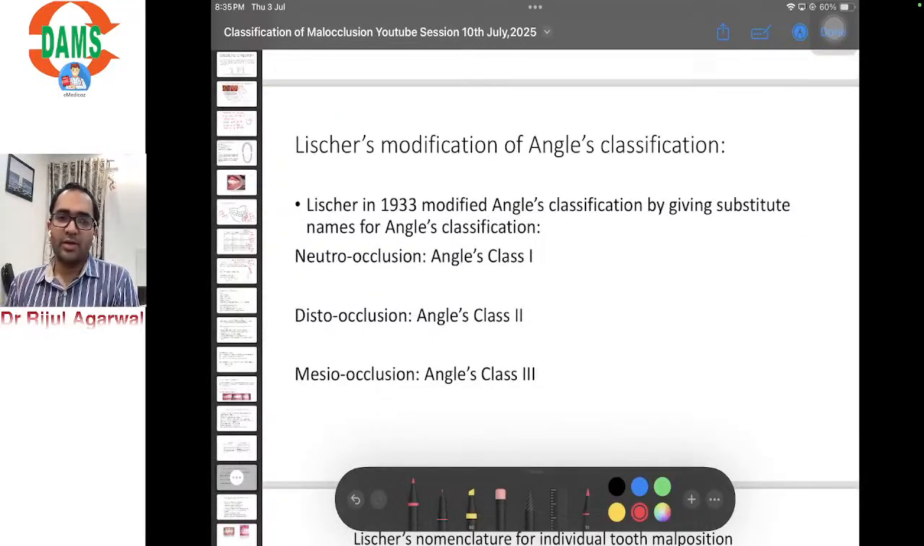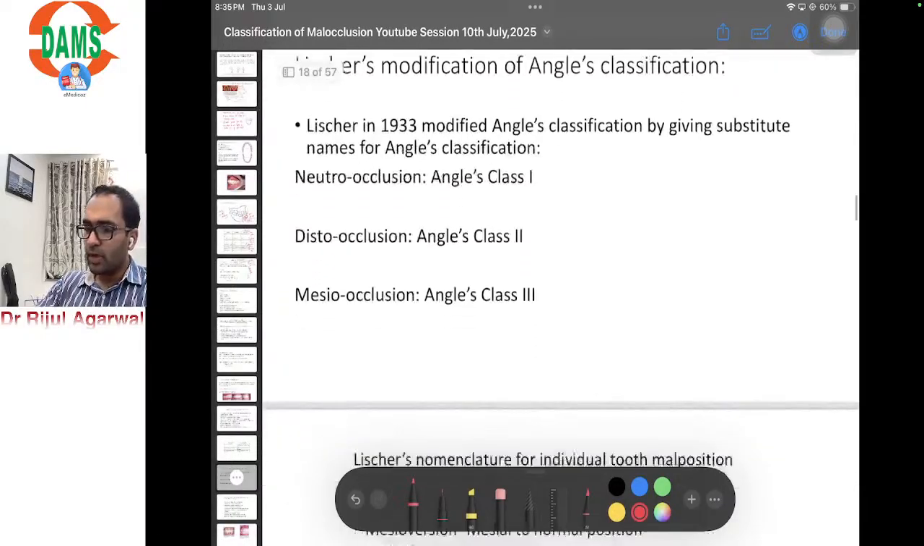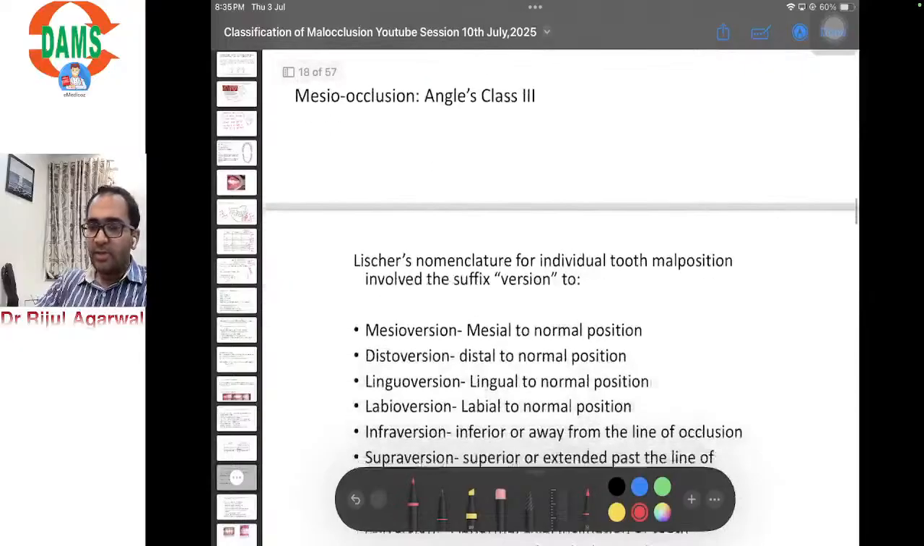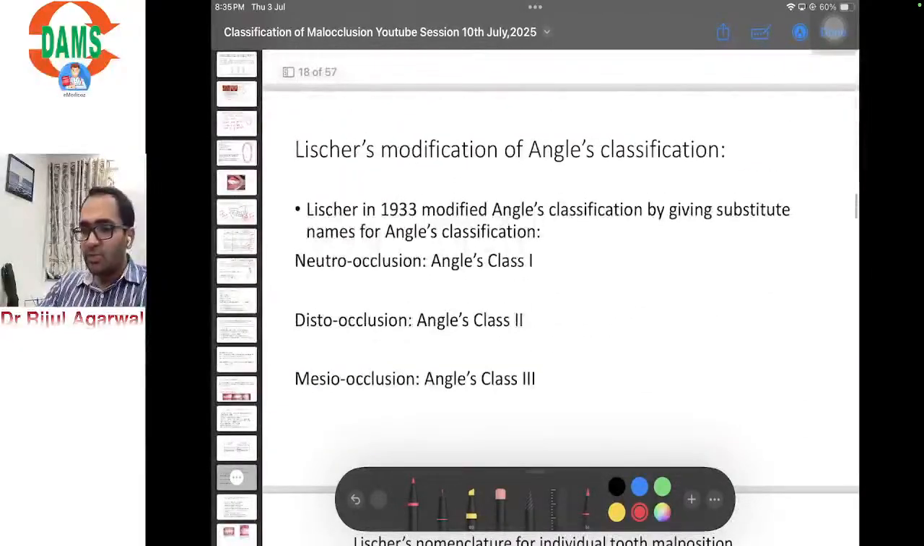Moving ahead, Lischer's modification of Angle's classification. So Lischer in 1933 modified the Angle classification by giving substitute names. For class 1, he called it neutro-occlusion, class 2 disto-occlusion, and class 3 mesio-occlusion. These were the names for the broad classes.